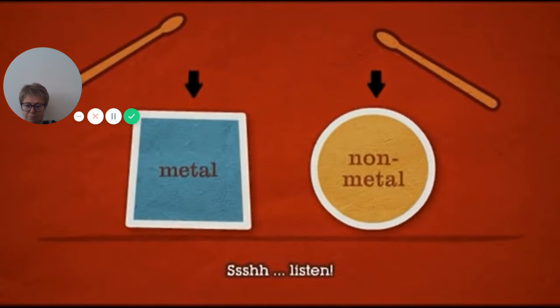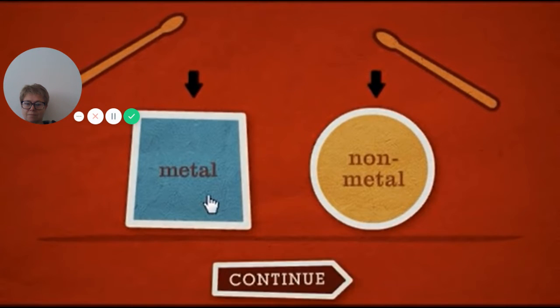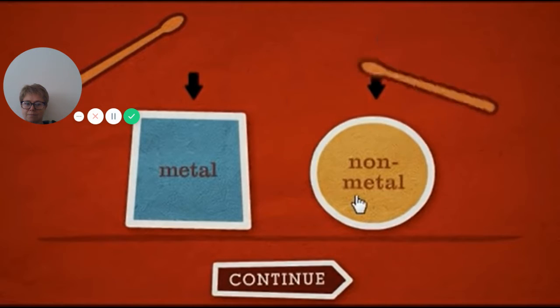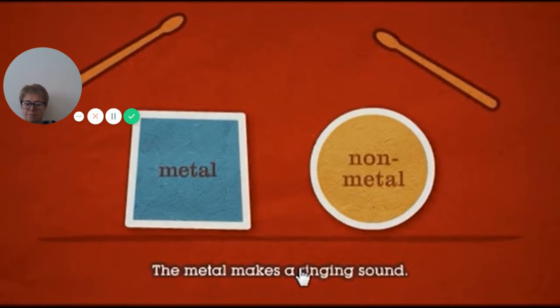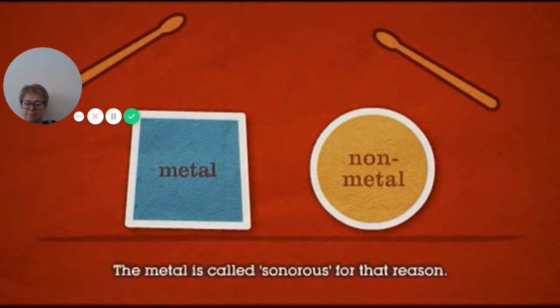Listen. Give these a tap and listen to the sounds they make. Now the other one. Did you hear the difference? The metal makes a sort of metallic ringing sound. The metal is called sonorous for that reason, but the non-metal isn't.